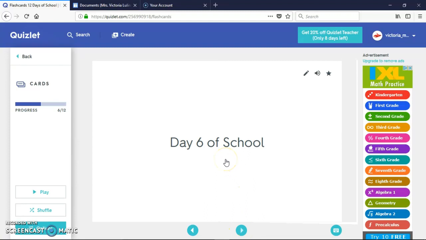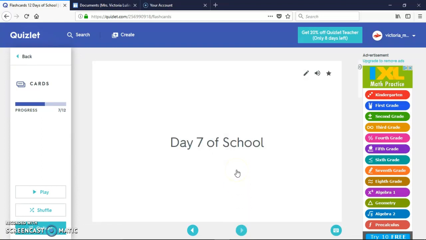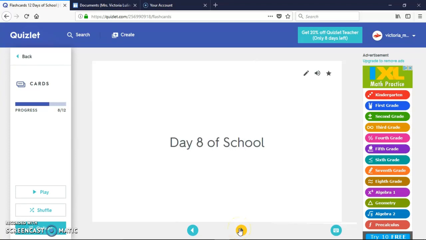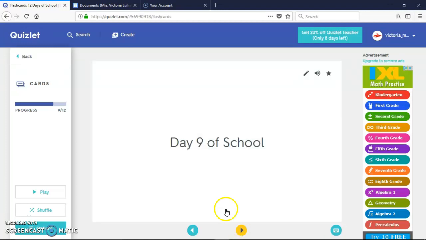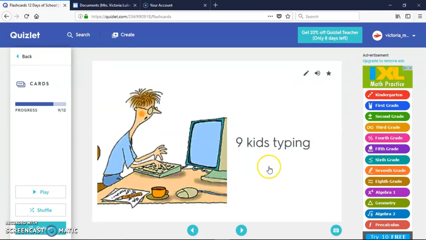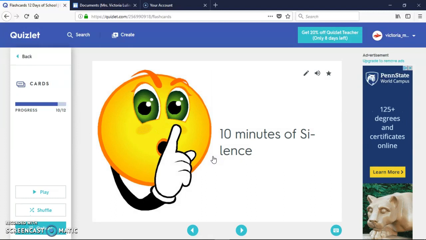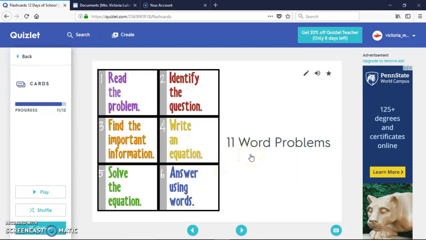The sixth day of school is 6 geometry terms. The seventh day of school is 7 notes to my parents. The eighth day of school is 8 points to graph. The ninth day of school is 9 kids typing. The 10th day of school is 10 minutes of silence. The 11th day of school is 11 word problems.